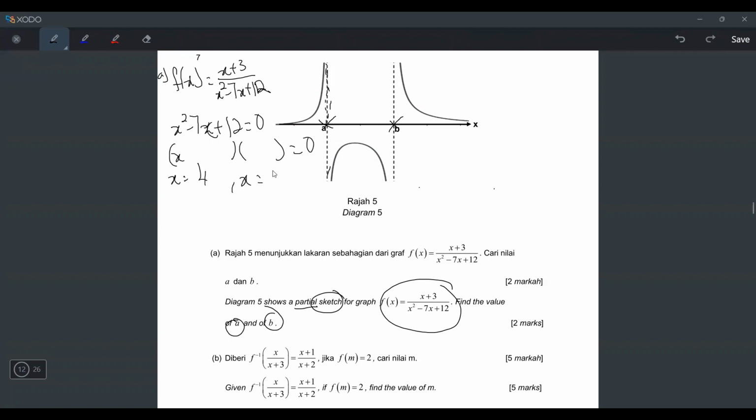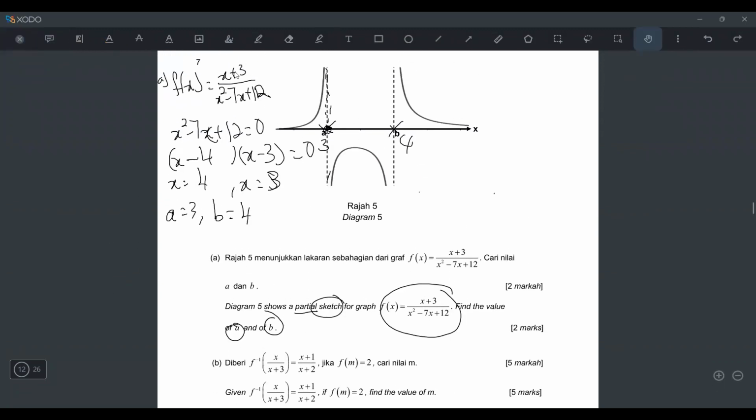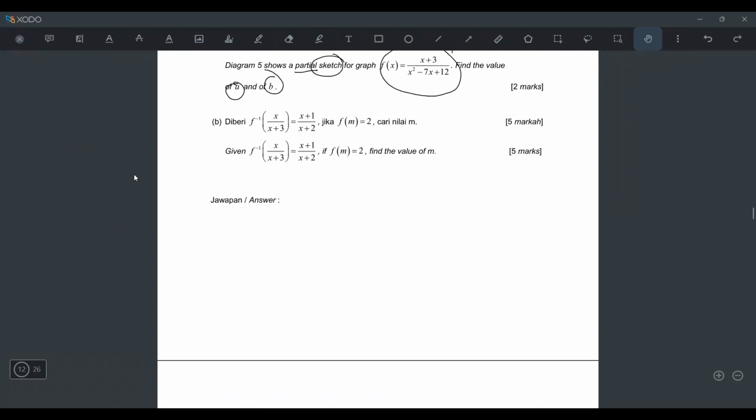So 4 and 3. It means this I have to factorise under x minus 4, x minus 3. So obviously the A must be the smaller number. A must be 3, and then B must be 4. Because A is in front, right? So this is 3, this is 4. Yeah, that's the answer. Okay, so remember for undefined case, you don't have to worry about the numerator. Just worry about the denominator. The denominator cannot equal 0. Because if the denominator equals 0, you get infinity, math error.